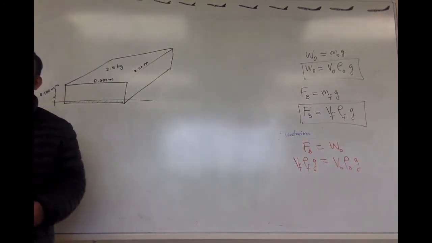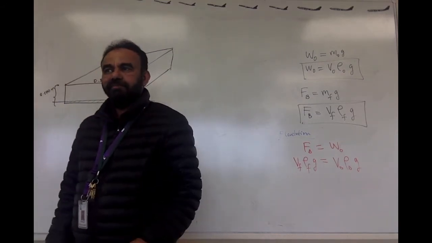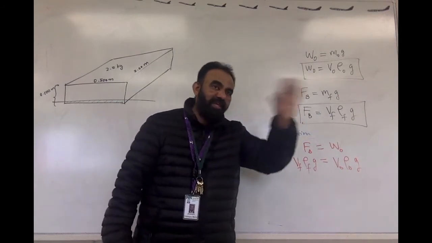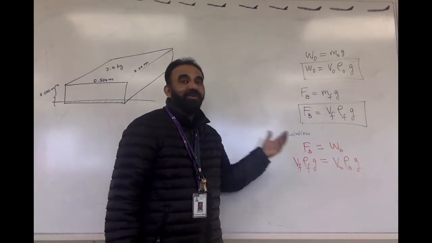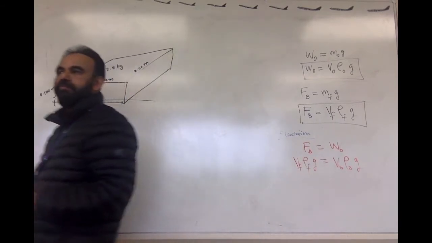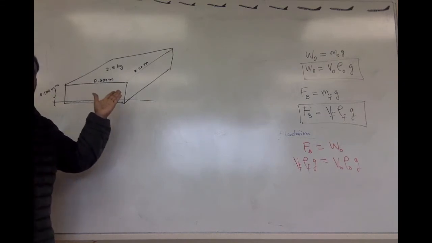So there are two situations that you see now. One is when something is getting submerged, where weight and buoyant force are independent, and then there is something called flotation, where both of them are equal to each other. Okay, so here is the air mattress floating.